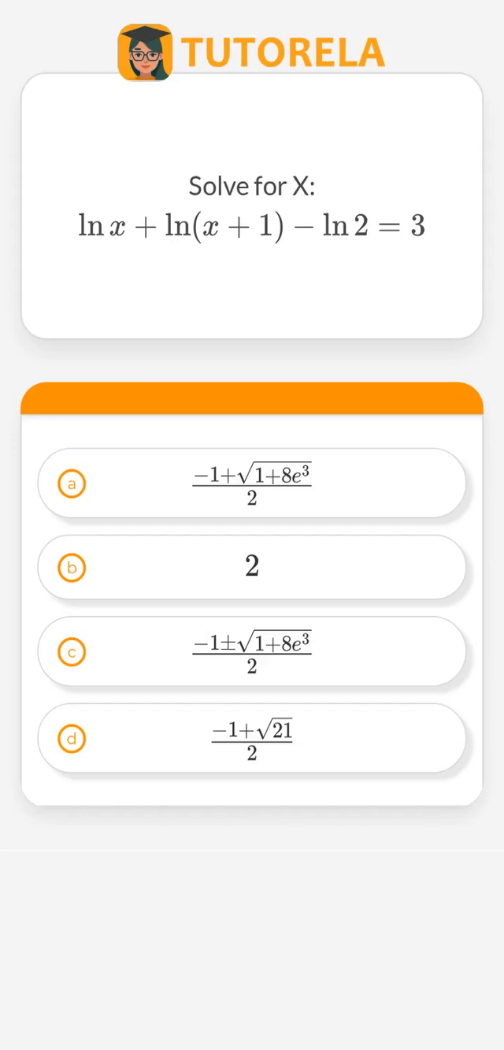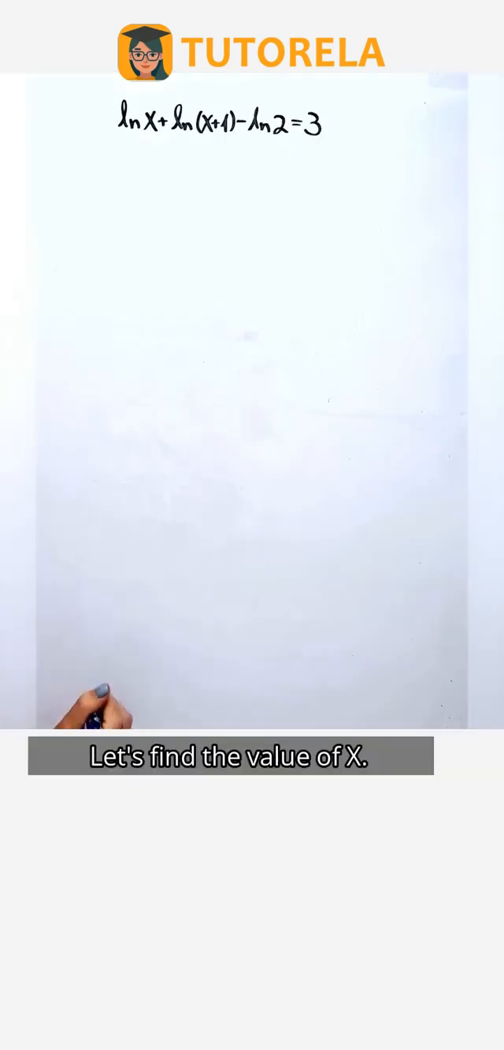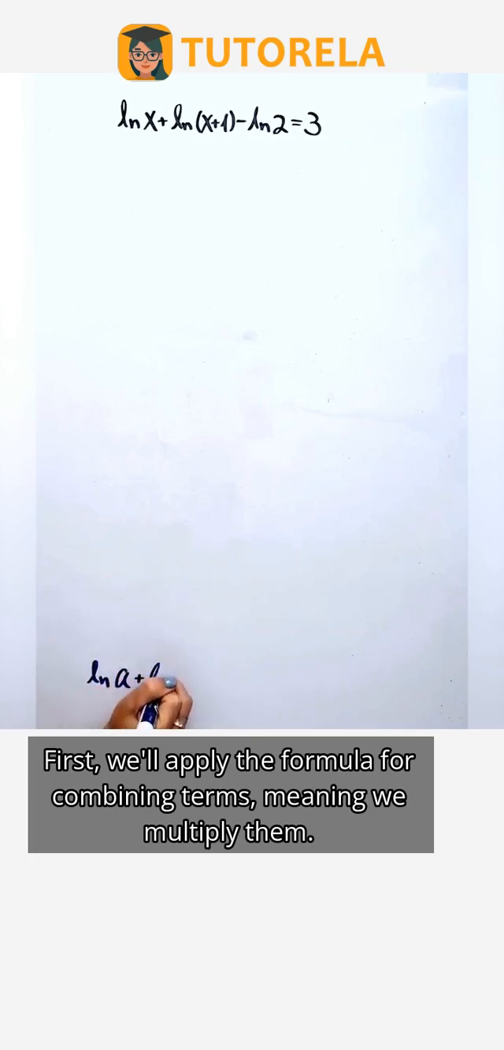Solve for x. The natural logarithm of x plus the natural logarithm of the quantity x plus 1 minus the natural logarithm of 2 equals 3. Let's find the value of x. First, we'll apply the formula for combining terms, meaning we multiply them.